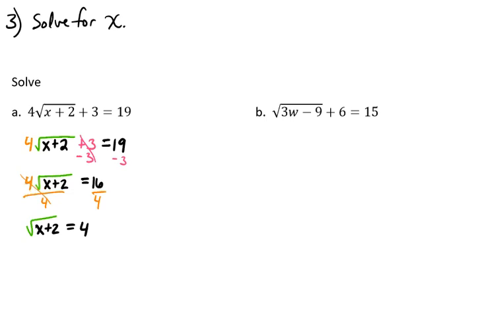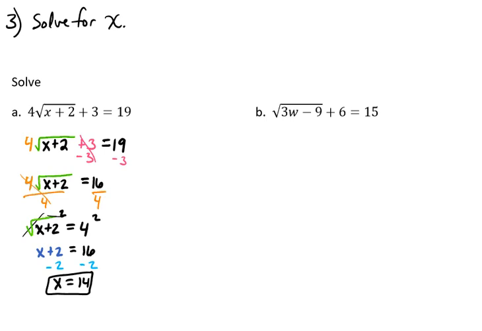So now that the square root is by itself, we're able to square both sides, leaving us with x plus 2 equals 16. Now we finish solving for x. So we're going to subtract 2 from both sides, giving us x equals 14 as our final solution.